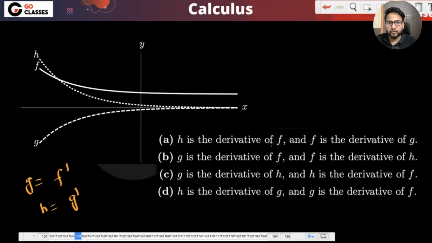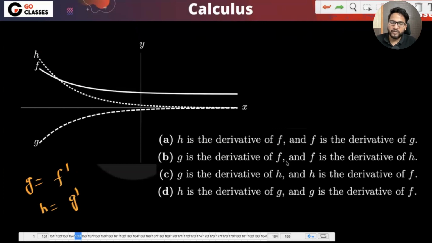Is h a derivative of f? See, f is decreasing, so the derivative should be negative, but h is positive. So it should not happen. So h is not a derivative of f, that is for sure, because if it is decreasing, then the derivative is negative. So that's why A is not correct.